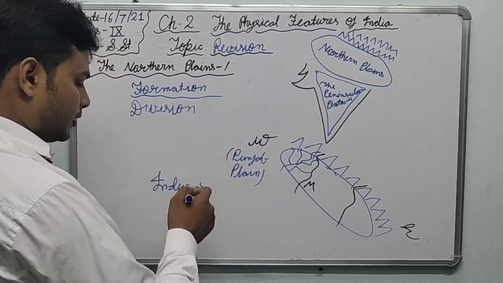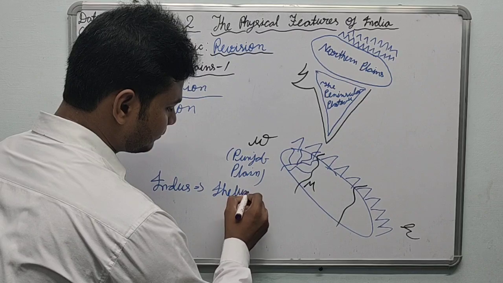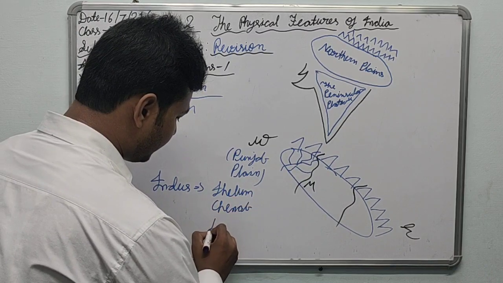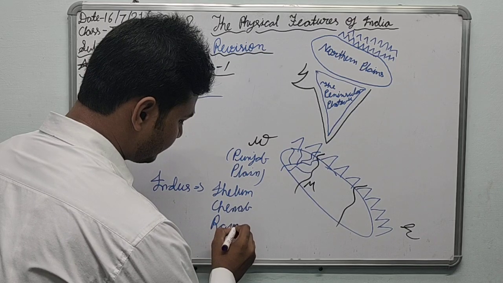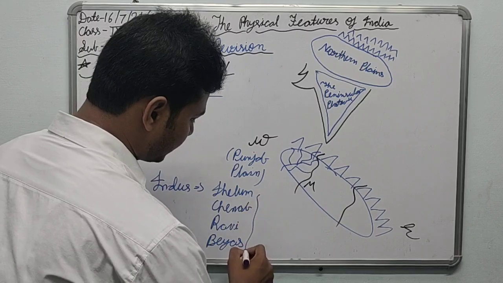Now, what are the tributaries of Indus? They are Jhelum, Chenab, Ravi, Beas, and Satluj.